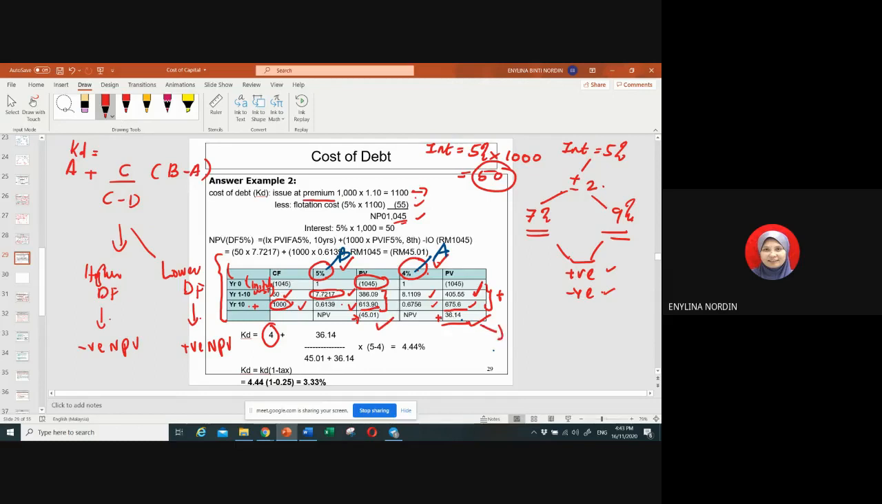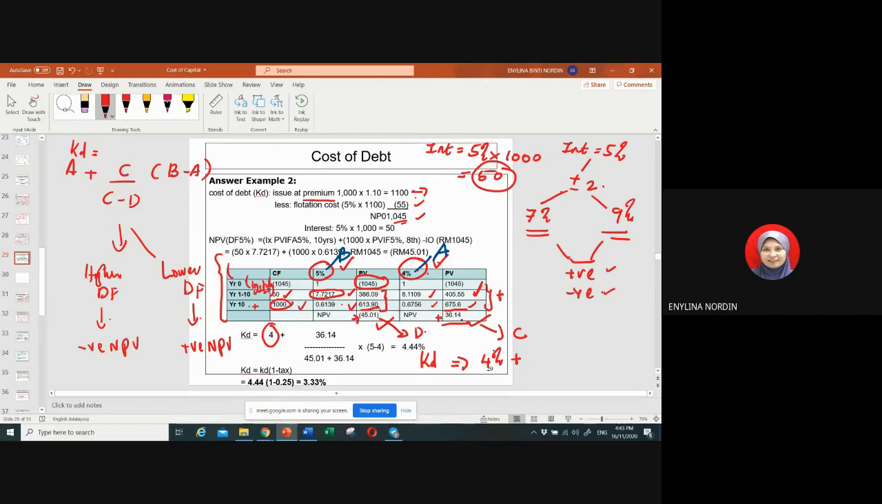So this will be our C, and this will be our B. We have A, B, C, and D. Then we plug these figures into this formula. So the KD before tax, we are calculating the cost of debt before tax here. The A is 4%, and you add the C.